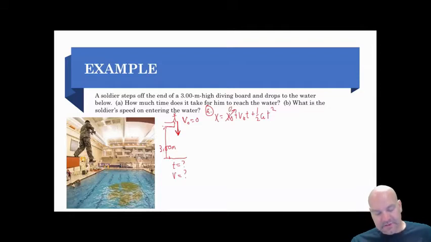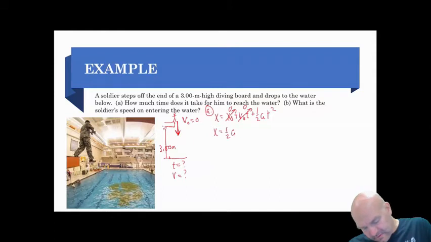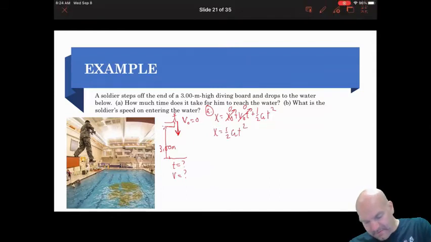Our initial position is 0. Our initial velocity is 0, right? Because we're just dropping. In fact, what happens with these is that we can now change that from an x to a y, right?